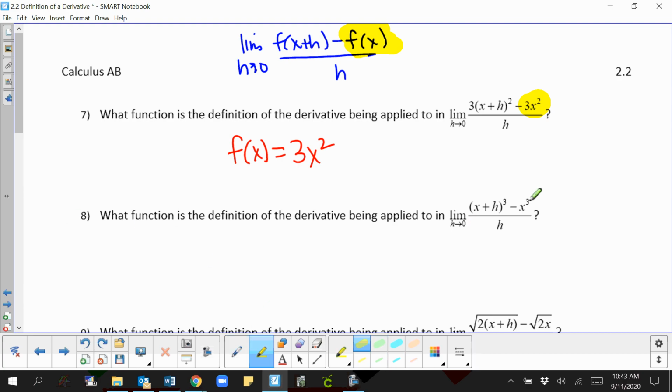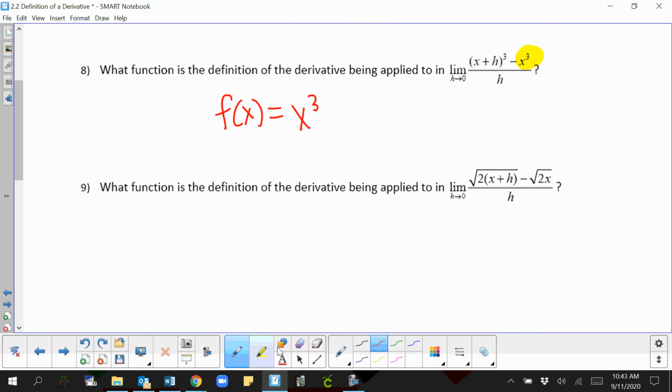For number 8, it's going to be the x cubed. So I could say that f of x is equal to x cubed. It's whatever is after that subtraction sign there. So then for number 9, it would be the square root of 2x. So f of x is equal to the square root of 2x.